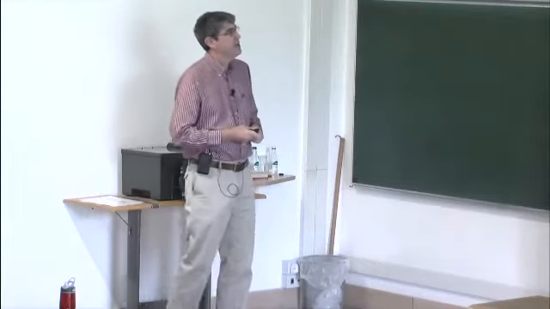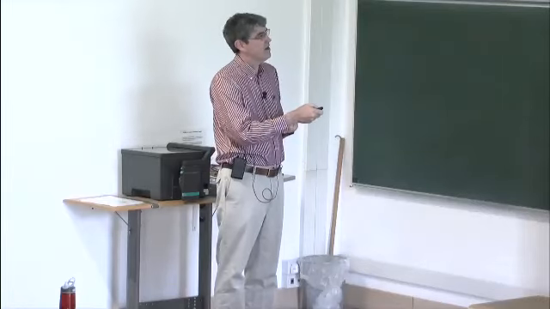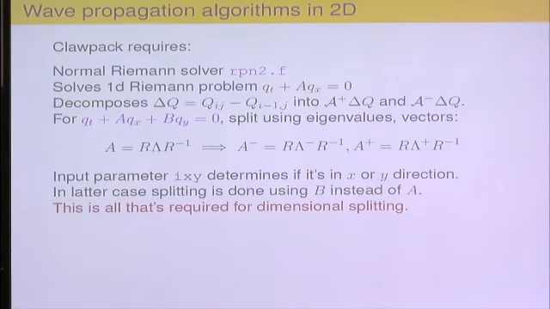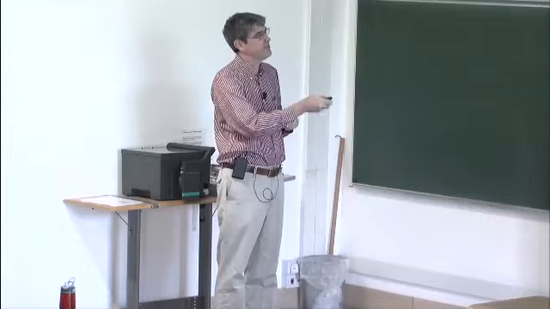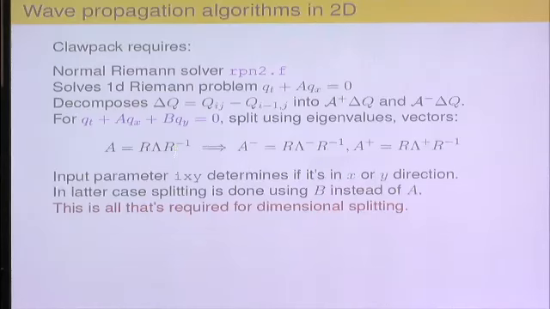Yeah, so in CLAWPACK, the way that this is handled is to have the user provide a normal Riemann solver, which takes, say, the jump in Q in the x direction between one cell and its neighbor, and splits it up into the fluctuation going to the right and the left by solving just the one-dimensional problem normal to the interface. In the x direction, that would just be qt plus A qx equals 0. So we can view that as sort of splitting up the matrix A into matrices A minus and A plus that have only the non-positive eigenvalues or only the non-negative eigenvalues in the eigenvalue matrix.